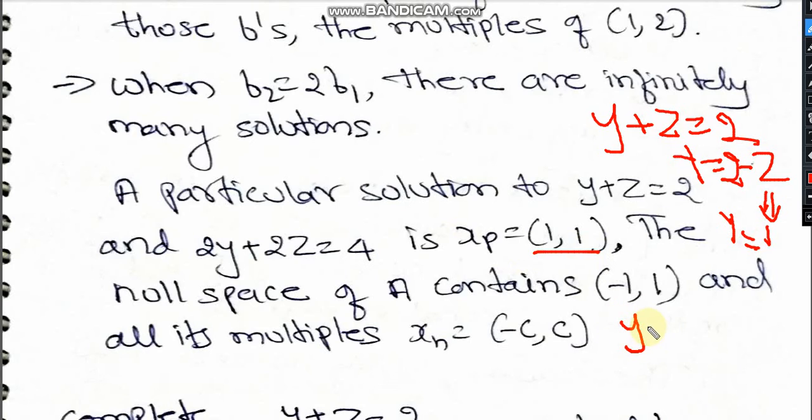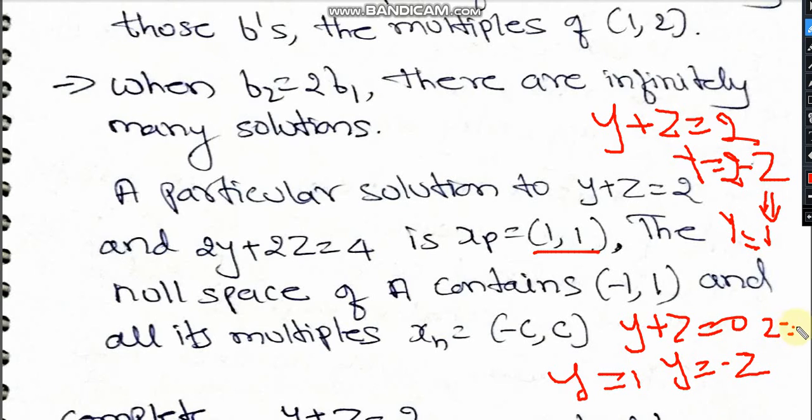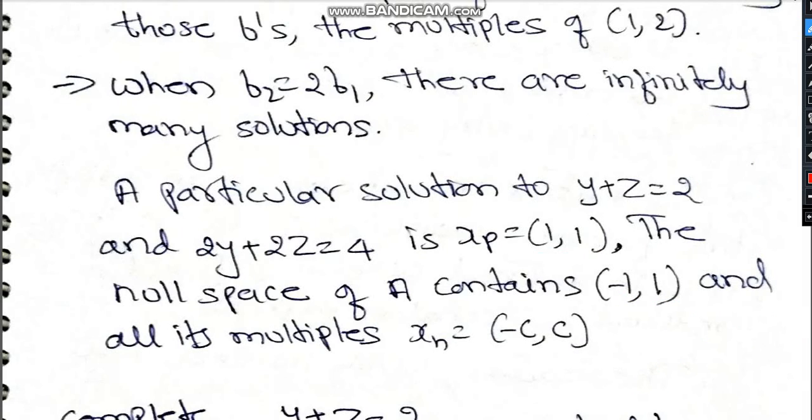Whereas in the null solution you have y plus z equals 0, so y equals minus z. So if I have y equals 1, then z has to be minus 1. Or I can have y equals minus 1, so z will be equal to 1. So the same particular solution has been taken here, and the null solution has been taken.